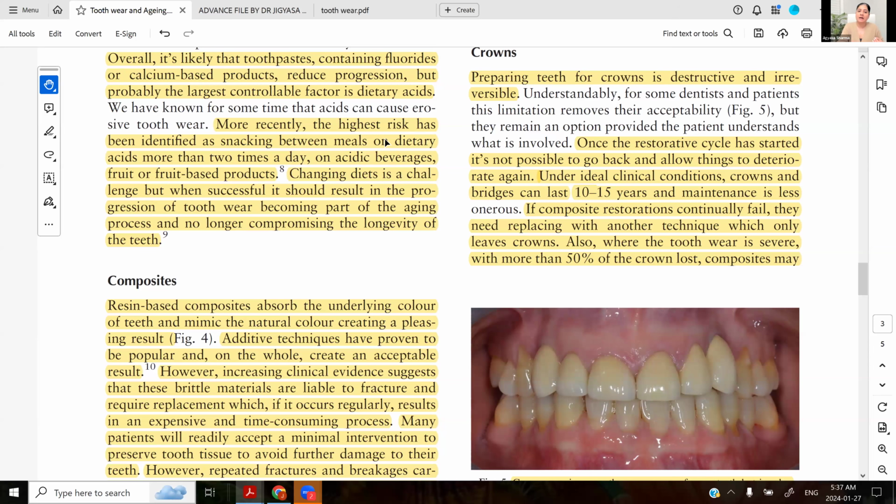More recently, the higher risk has been identified as snacking between meals on dietary acids more than 2 times a day. If there are more than 2 snacks going on in a day, that's where the trouble is happening in the mouth. Please notice all these things in your patient's history.